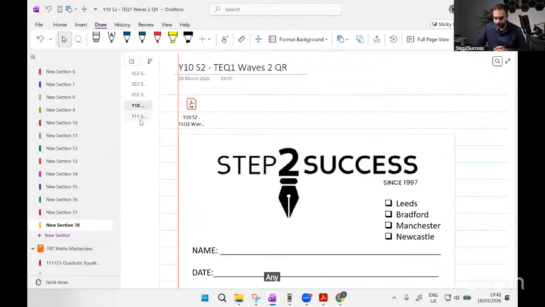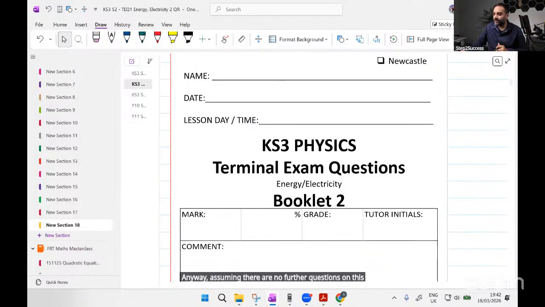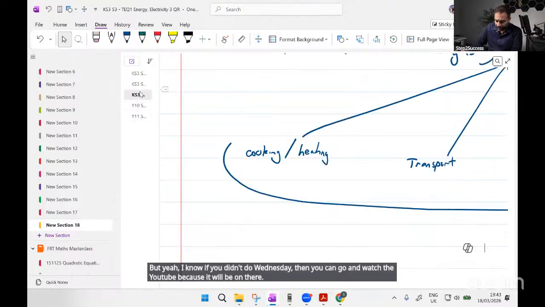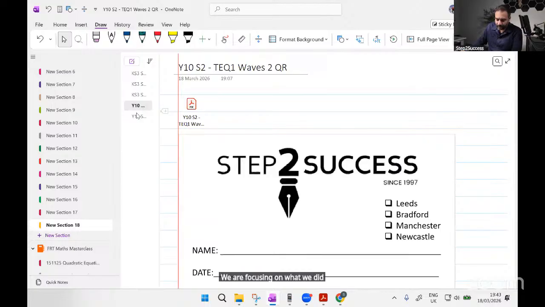Anyway, assuming there are no further questions on this. In terms of the organic chemistry, you can ask, but just do it in person, because you didn't do this. Some people did do organic chemistry at the weekend, but if you didn't do Wednesday, then you can go and watch the YouTube because it will be on there. So we are focusing on what we did most recently, which was energy and electricity.